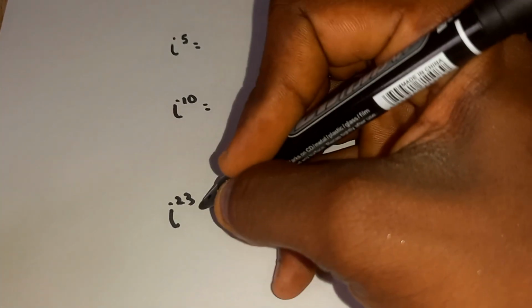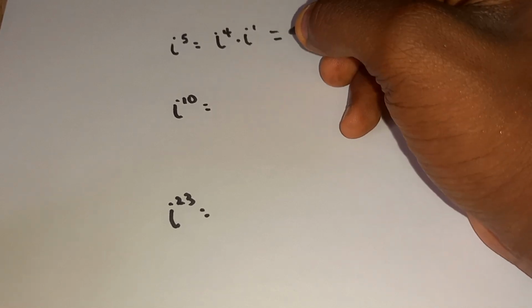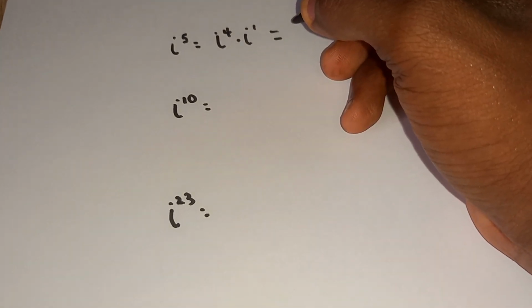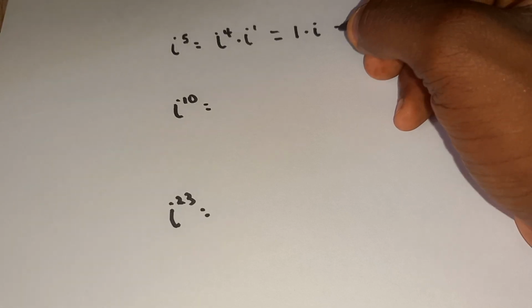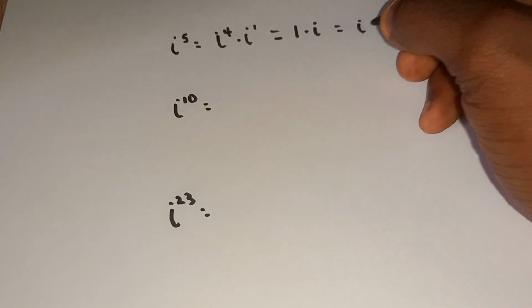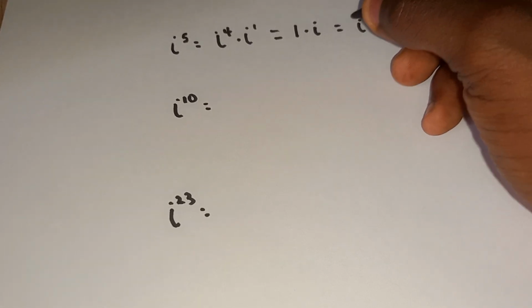So let's solve some examples. That's i raised to the power 5. You know that 4 plus 1 gives 5. So then I know that i raised to the power 4 here is 1, and we have i. So then the answer here is i.